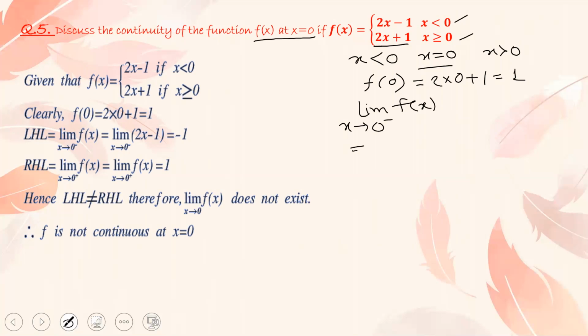For before 0, the function is 2x minus 1. So put the definition of the function, x tends to 0 minus, and this definition of the function is 2x minus 1. Now if we put the limit, this will come minus 1.